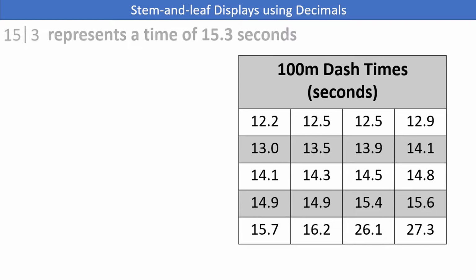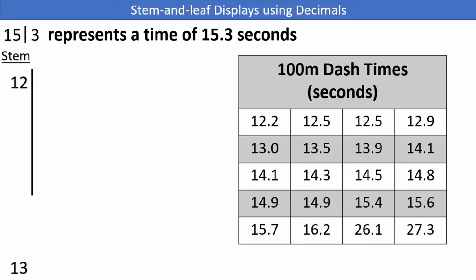Our key might look something like this. 15, line 3, represents a time of 15.3 seconds. We could start listing our stems, which would represent the numbers before the decimal point. 12, 13, 14, 15, and 16.